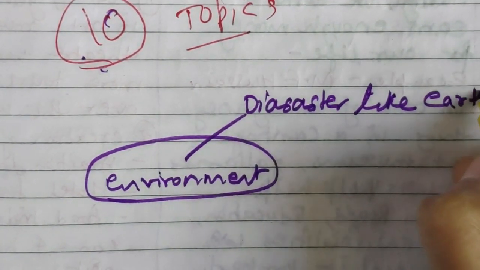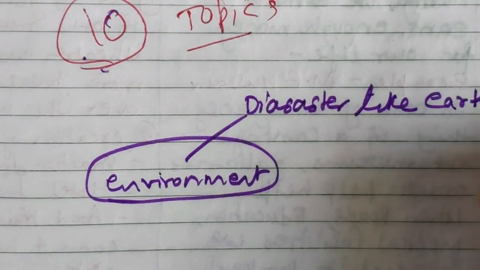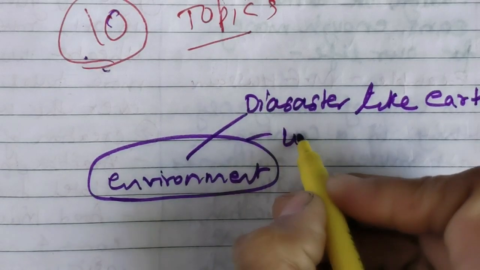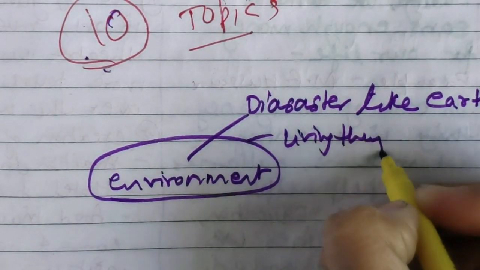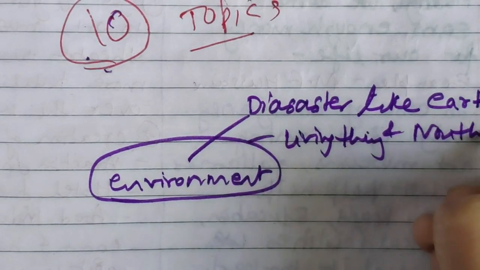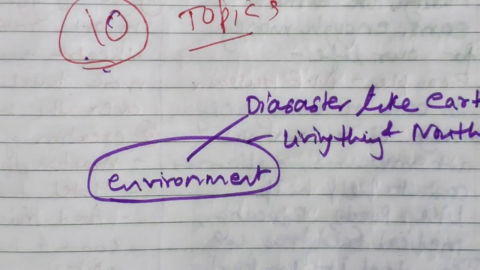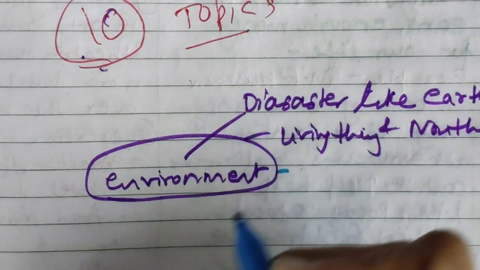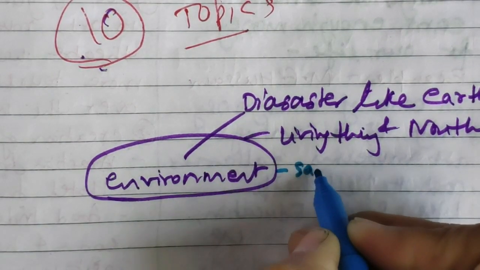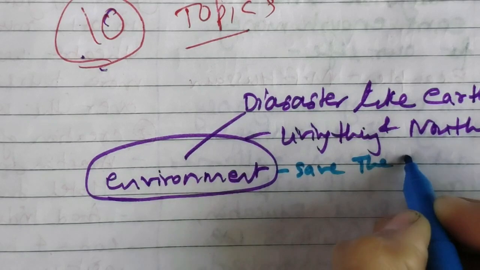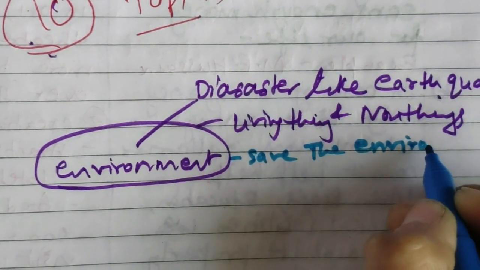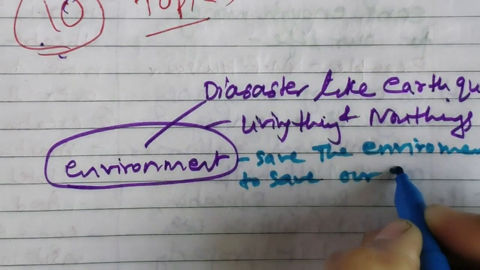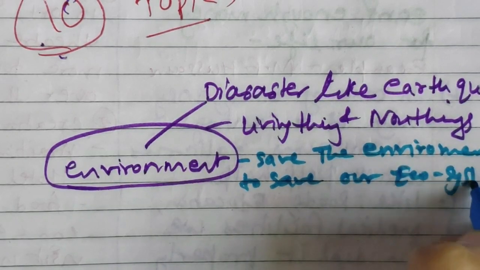Okay. Earthquakes. Okay. Let's change the. Okay. So living things and non-living things. I'm changing the pen again. Okay. So yes. So how we should save the environment? Save the environment to save our ecosystem. You must remember this ecosystem.